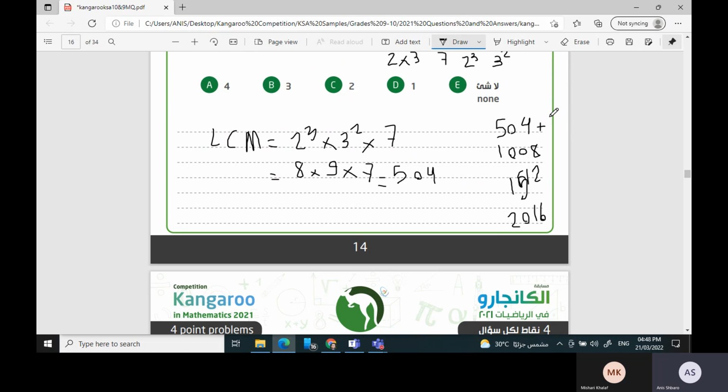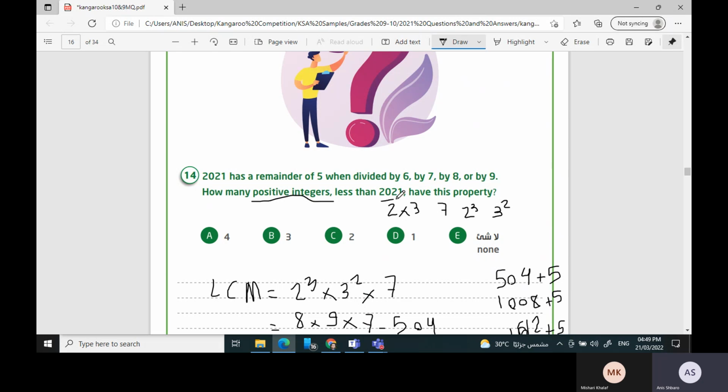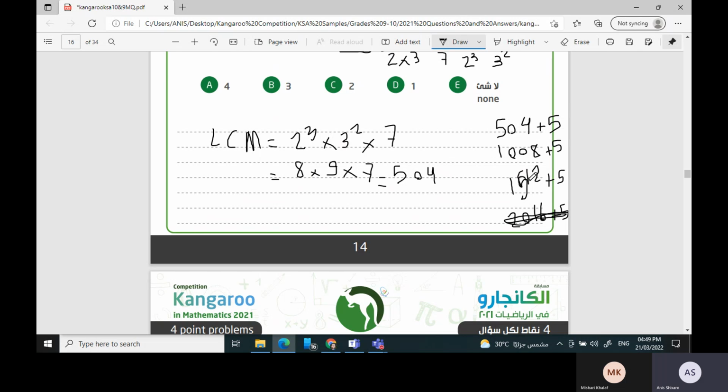And now simply I'm going to start adding 5 to make sure that the remainder after the division will be equal to 5. So if I add 5, I'm going to be left here with 509. Here I'm going to be left with 1013, and then 1517, and then 2021, like my case. But remember, less than 2021, so in this case we don't need it. So now I got 3 different solutions, so I can take this one out. So it's 3 or 4.